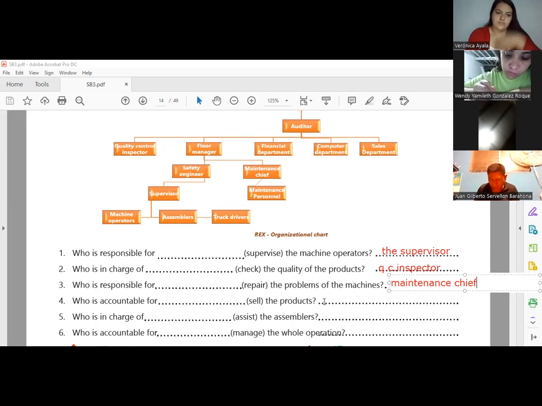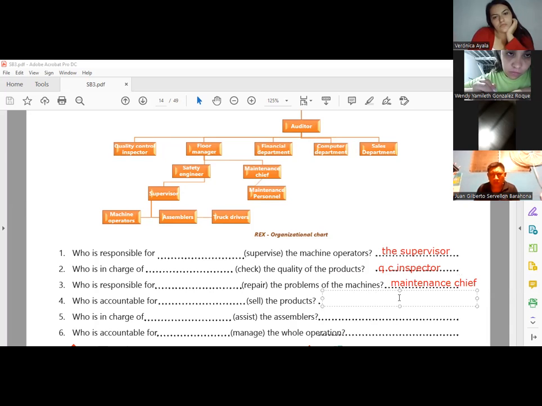Okay, very good. Next, it says, who is accountable for selling the products? De acuerdo al diagrama que tenemos ahí, who is responsible for doing that? Sales department. Exactly, right? El departamento de ventas. Sales department.